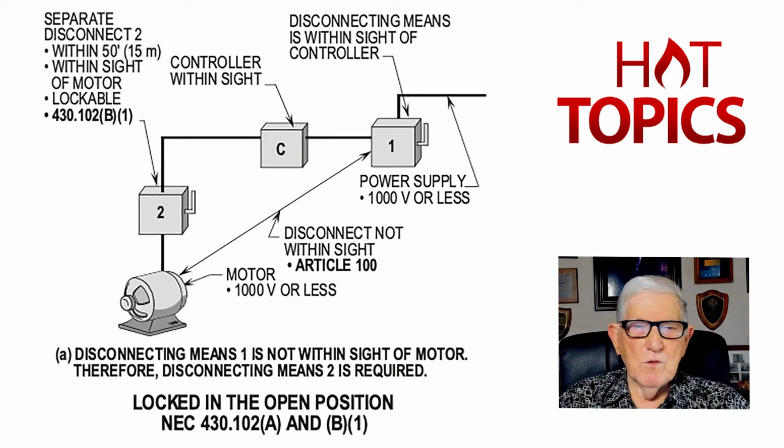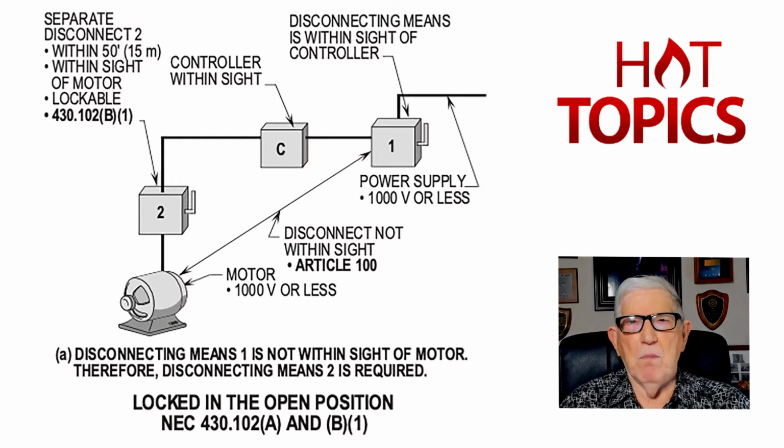Now, with that thought in mind, then, we're ready to move to the next illustration. And then notice we'll look at 430.102A and B as in boy 1. Now, looking at the illustration, the voltage is 1,000 volts or less. Number 1 disconnect to the right disconnects the controller, and it's within 50 foot bird's eye view. It might even be in an MCC, where the controller and disconnect may be located.